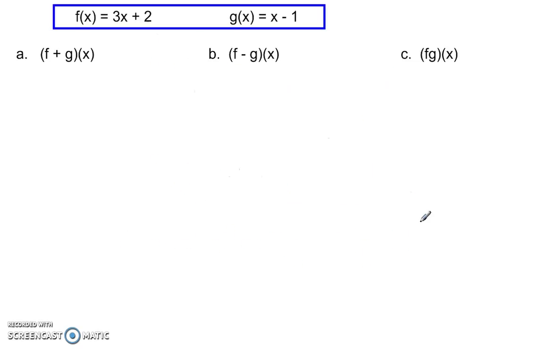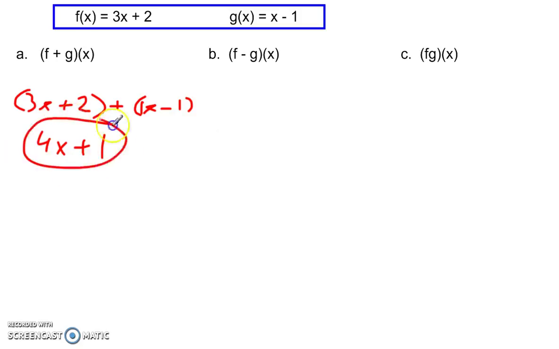Now, they might give you an expression like this where they say f of x is 3x plus 2 and g of x is x minus 1. What is f plus g of x? Okay, that means just the first function plus the second function. So that would be 3x plus 2 plus x minus 1. If we're adding, we just combine like terms, put a 1 in front of the x if it doesn't have a coefficient, make that 4x, and then 2 minus 1 is 1. And there is your answer.